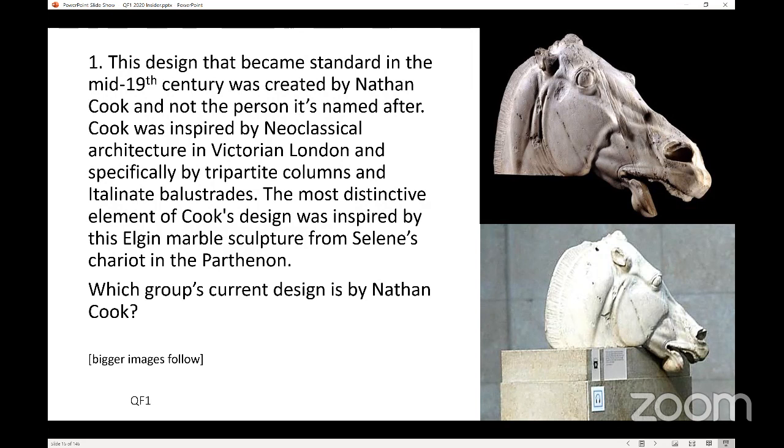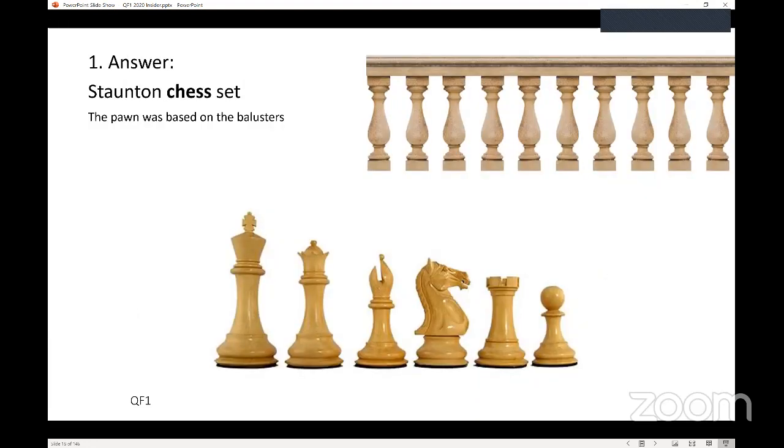So we go to the first question. So what is this that was inspired by the Elgin Marble? Are there any raised hands? I see 415 raised hands. Abhishek, please go ahead. Yeah, so the answer is chess pieces. That is correct. So this is the chess set or the Staunton chess set.